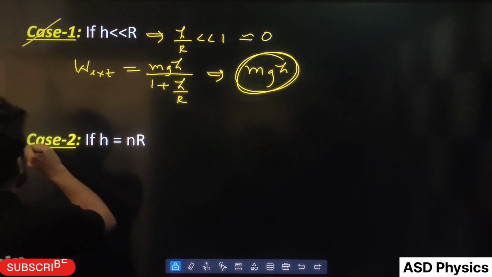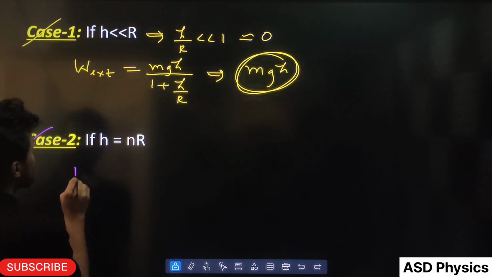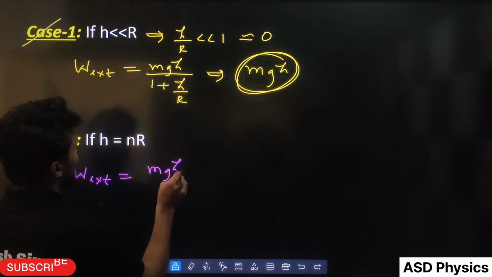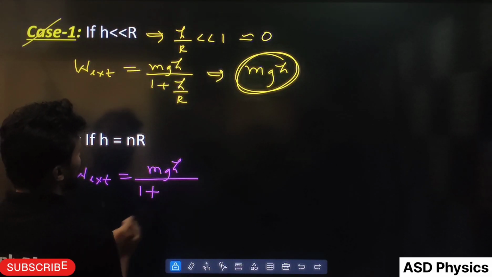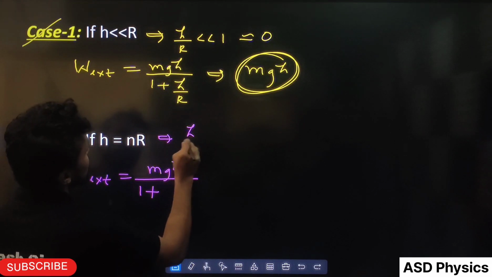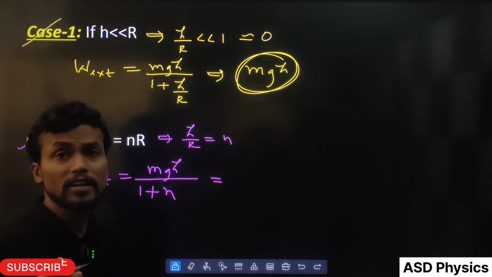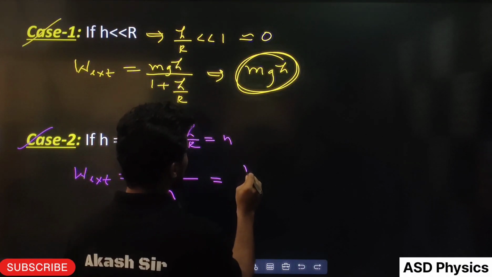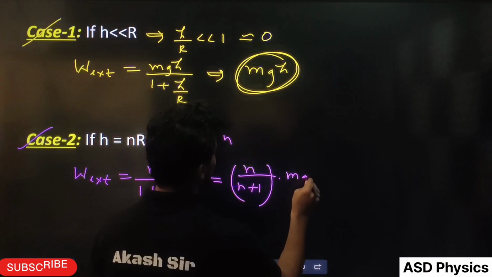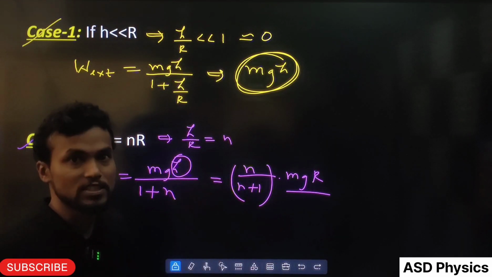That next one, students see please, case 2, if h is equal to nR. So in this situation, work done by the external force will be given here mgh by 1 plus h by r. So from here, this h by r will become n. So 1 plus n. And if we write the value of h equal to nR, then this will become n by n plus 1 into mgR. This value, h I have put nR, and we have got this formula, remember that.